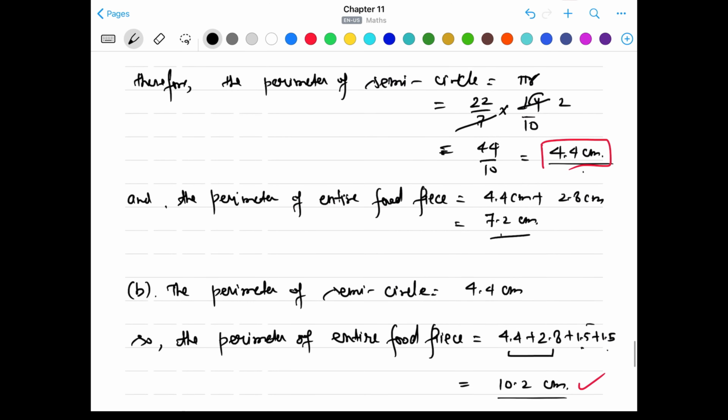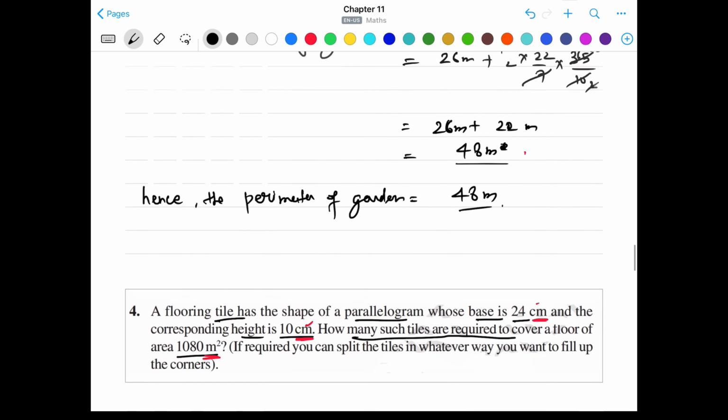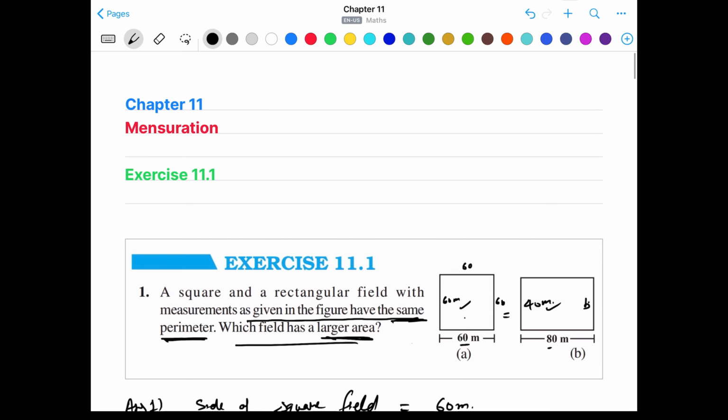With this we have covered all the 5 questions of this exercise. Now you have to practice all these questions multiple times so that you can understand them better.